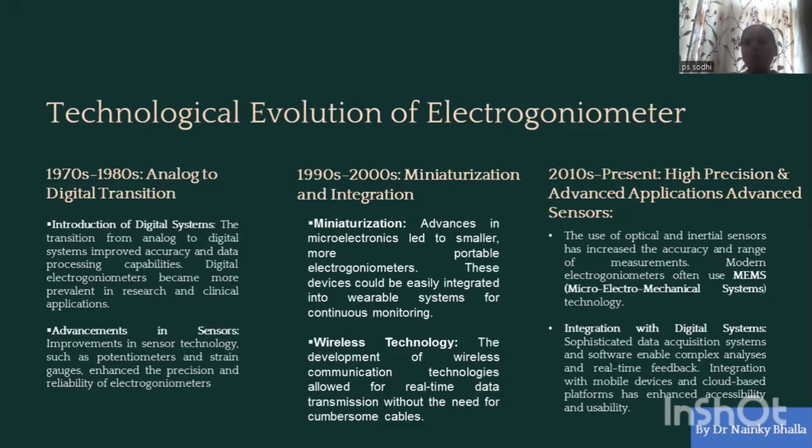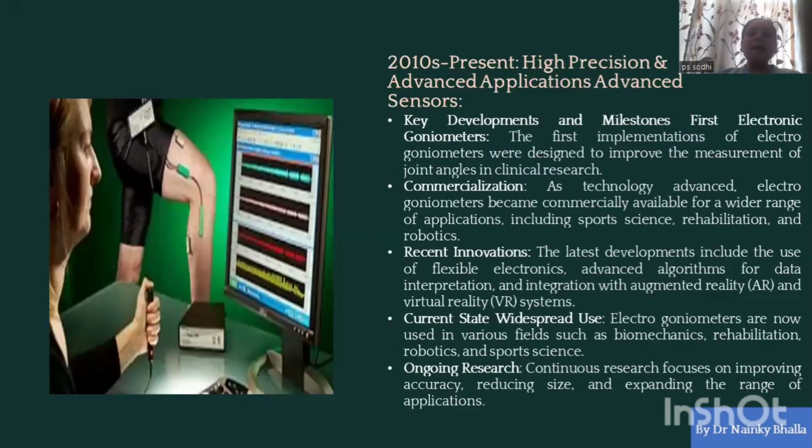Whereas nowadays, what we want is high precision, since in 2000 there was not good precision. The movement, the sticking of electrodes, it was all cumbersome. Now, from 2010, for accuracy we are using microelectromechanical systems. We are using this in our modern electrogoniometers, and we are integrating this with AI, real-time feedback, and complex analysis with mobile phones. And the key development here is commercialization.